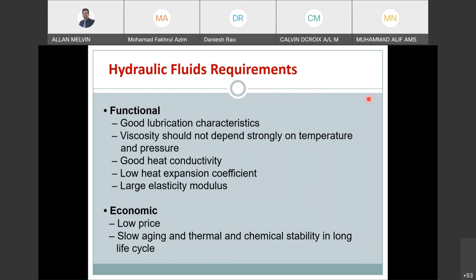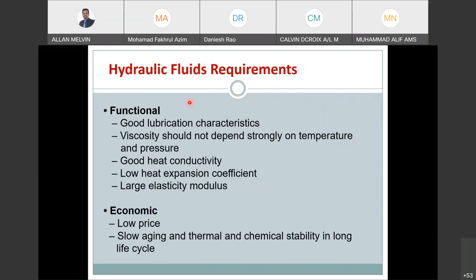So some cars require coolant for you to put together with the engine oil. So ada banyak benda lah yang you kena check. Okay, so hydraulic fluid, it has a requirement. Okay, and you need to meet the requirement if you want to use the system for a longer term.